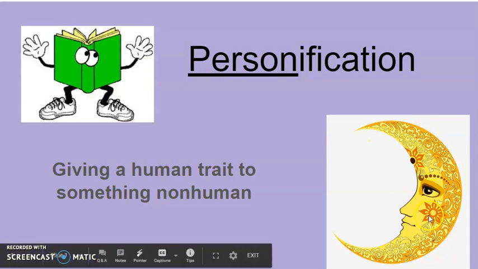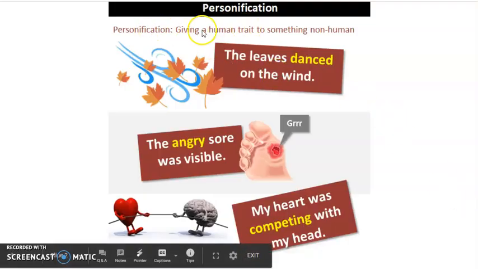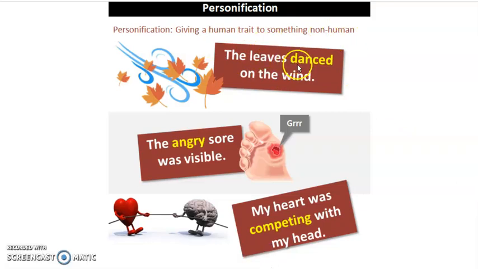And this is the man in the moon. We see a man's face in the moon. Personification, giving a human trait to something non-human. The leaves danced in the wind. Leaves are non-human, but they are given the human trait that they are dancing.